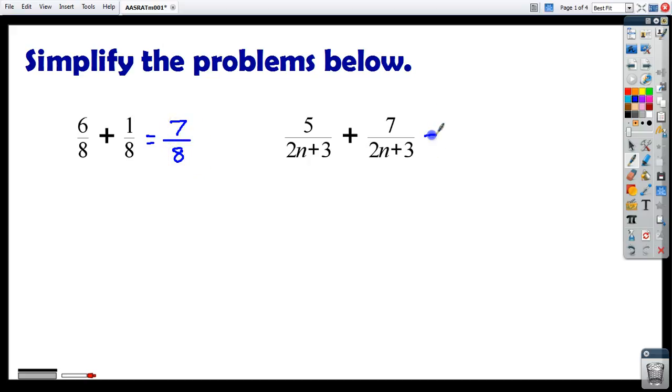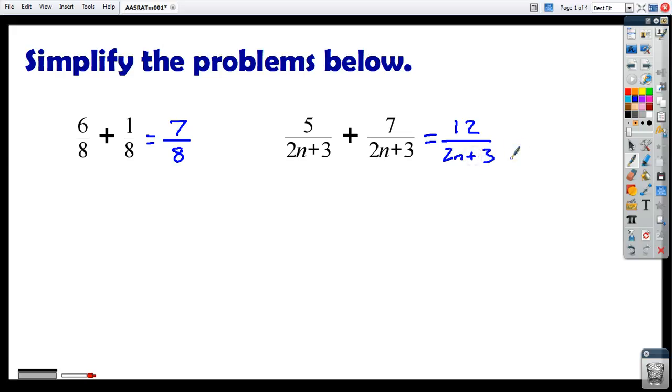So now when we apply that to rational expressions, it's the same basic idea. They need to have a common denominator. In this case, they do. 2n plus 3 is our denominator over here, which is copied over here. So we have our common denominator, so now it's just a matter of adding the numerators. 5 plus 7 is 12 over our common denominator of 2n plus 3.